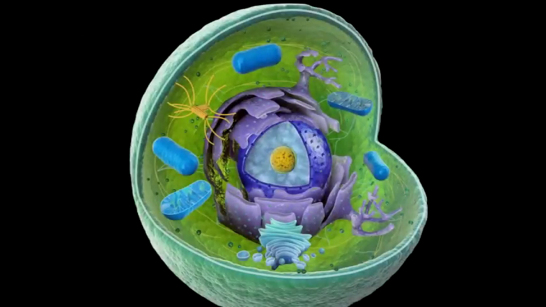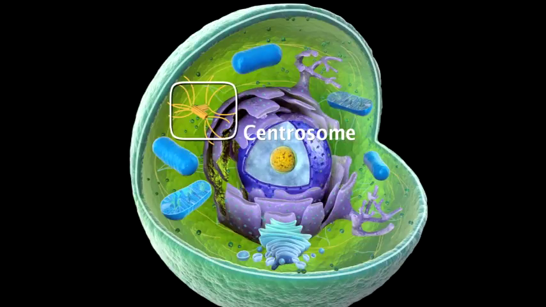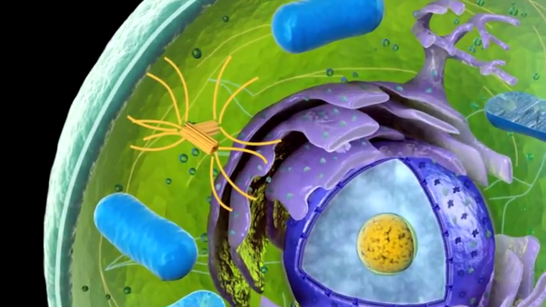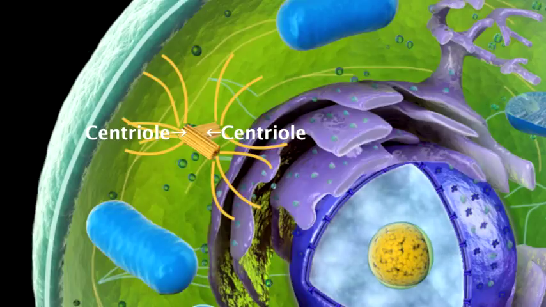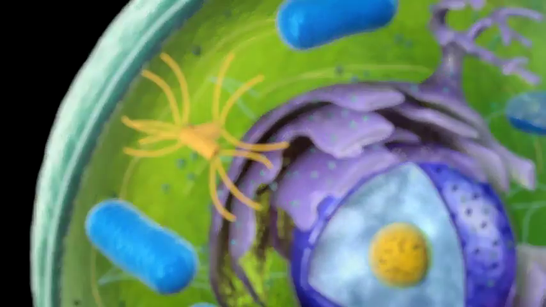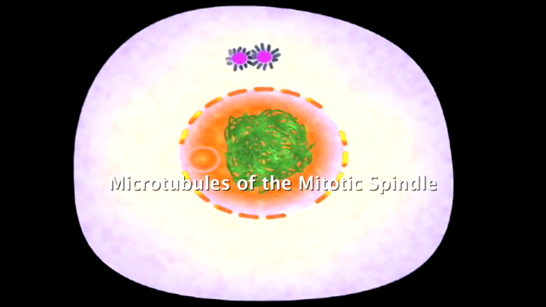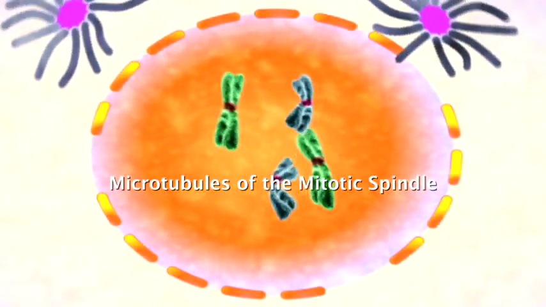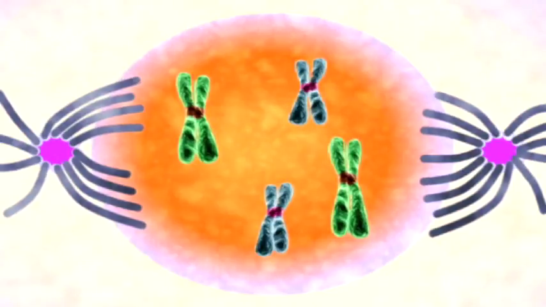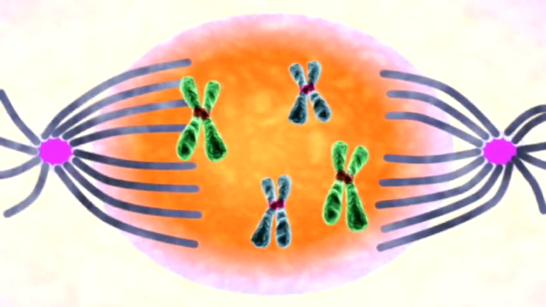The centrosome is an organelle found in animal cells that is composed of two centrioles. The centrosome's primary role is to produce the microtubules of the mitotic spindle that organize the chromosomes and pull them to opposite poles of the cell during cellular reproduction.